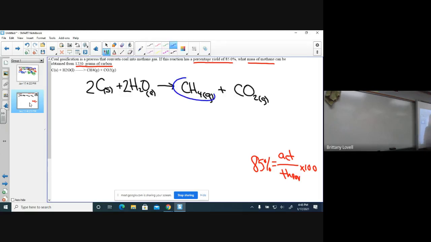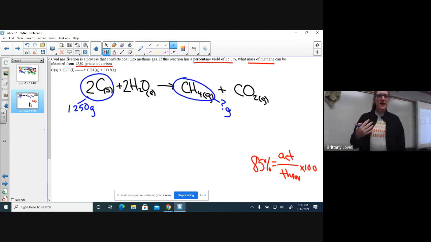Methane is this one. Okay, so they're asking for what mass of methane can be obtained from 1,250 grams of carbon. Just plain old carbon is this one. We'll have 1,250 grams of carbon. So here's the thing. You've got a lot going on. So it says, what mass of methane can be obtained from 1,250 grams if you had a percentage yield at 85%? So they're telling you they've already done this experiment and they had an 85% yield, okay?